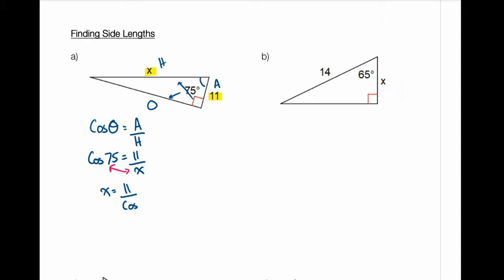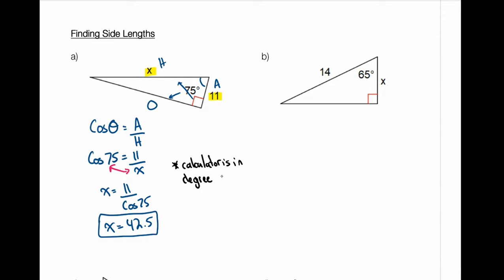So x equals 11 divided by cosine 75, and when we type this into the calculator, we should get 42.5 as that missing length. Again, things we need to keep in mind is make sure that our calculator is in degree mode.